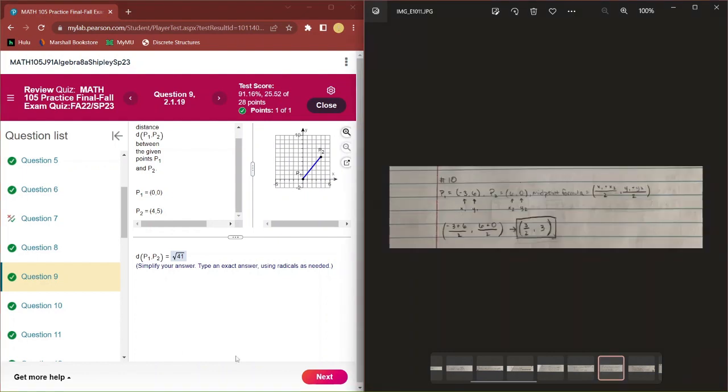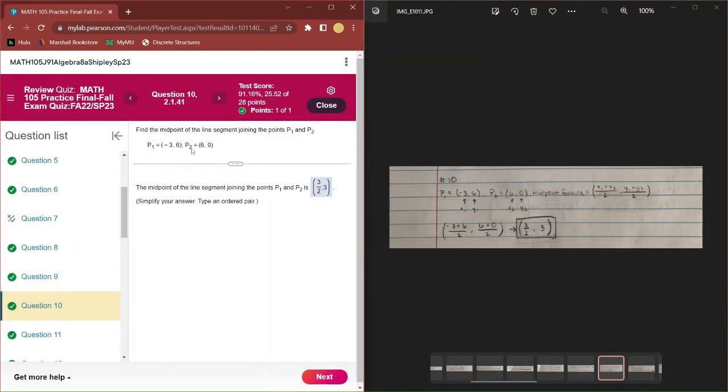Okay, question 10. It's the same thing as the distance formula, except it's the midpoint formula. So the way you do midpoint is you just add these two numbers and then divide by 2. And that's it. So -3 plus 6 would be 3, divided by 2 is 3 over 2. And then 6 plus 0 divided by 2 is 3. So that's it.